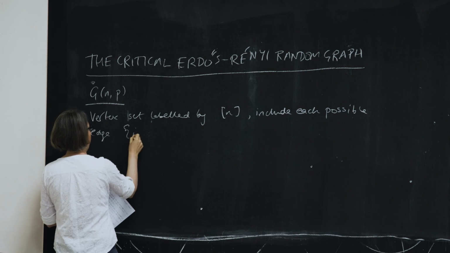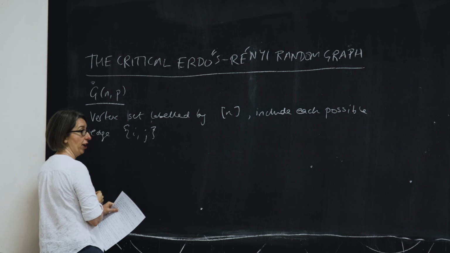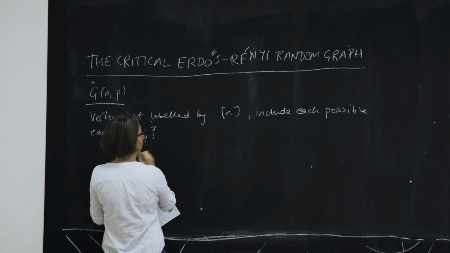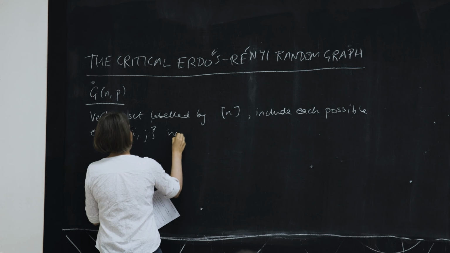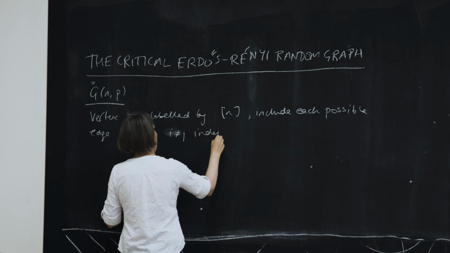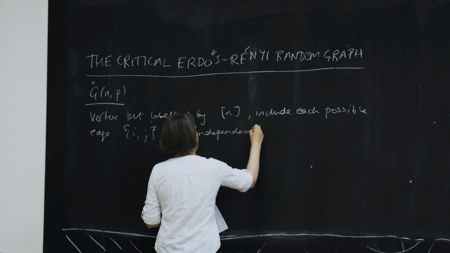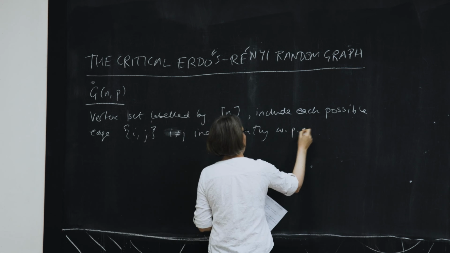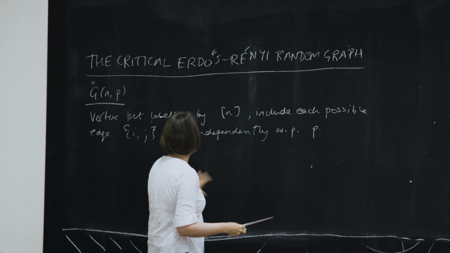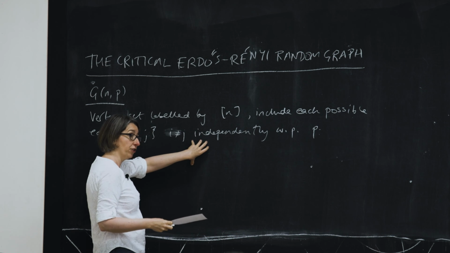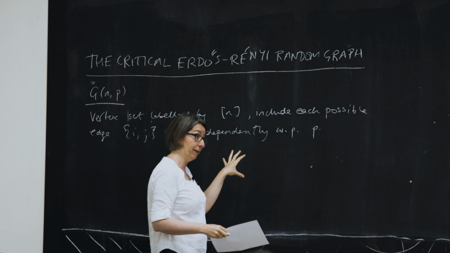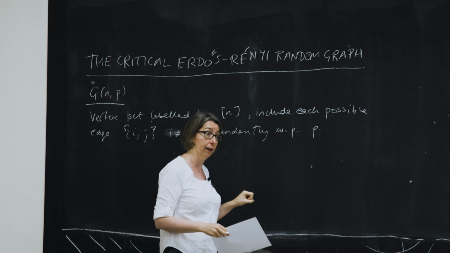So an edge is now a pair of vertices, let's say i and j, such that i and j are different. So, i not equal to j, independently with probability p. In this context, the total number of edges is going to be binomial with the first parameter being n choose 2 and the second being p.